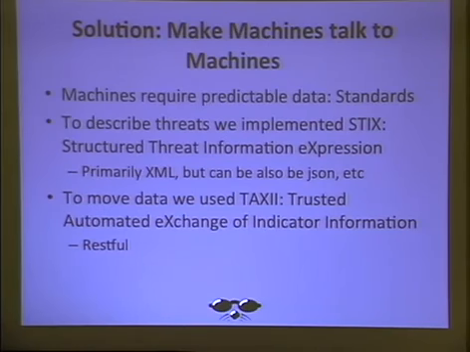So how do we make machines talk to machines? This is a problem that we solved, I don't know, tens of years ago, right? To make machines talk to machines, we use standards. We need predictable formatted data so the machine can act upon it when it receives it. The structure that we picked was STIX, or the Structured Threat Information Expression, and it's primarily XML, but you could do it in JSON or however you like.